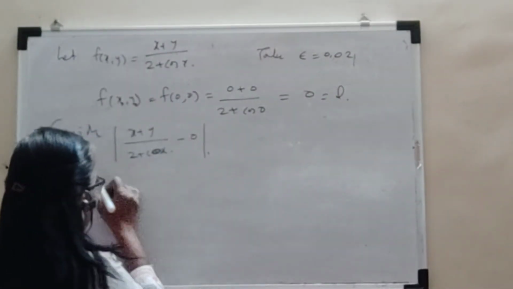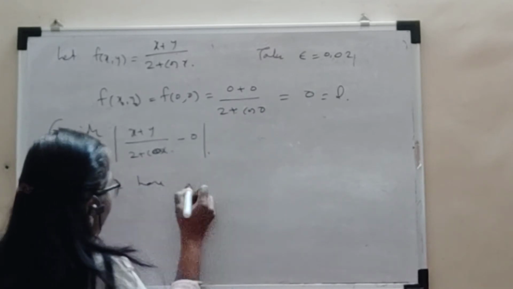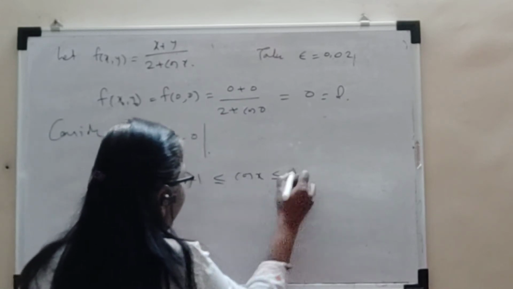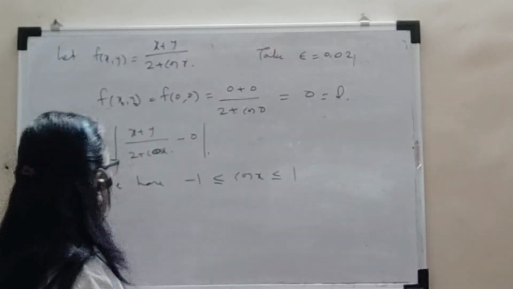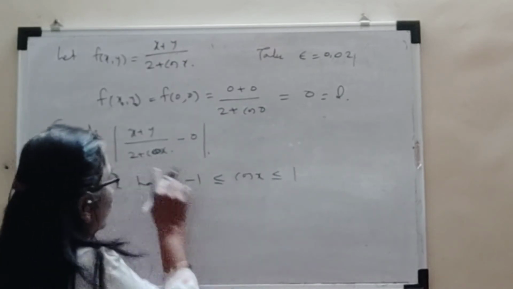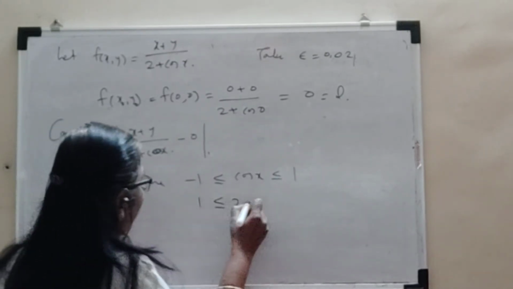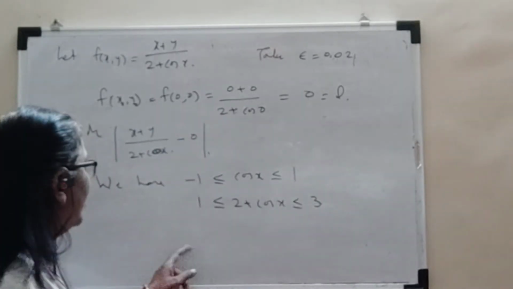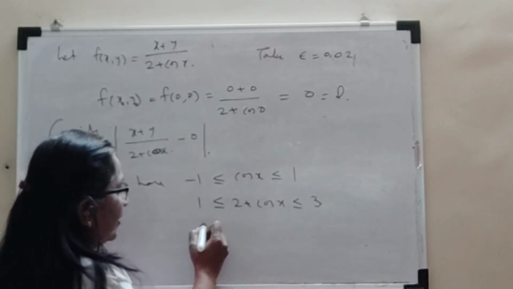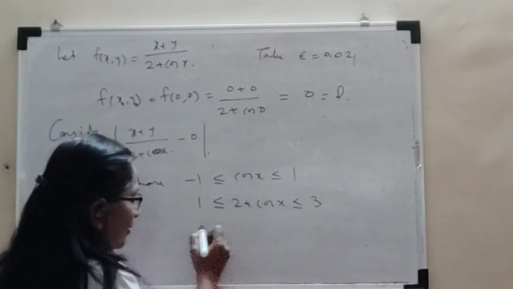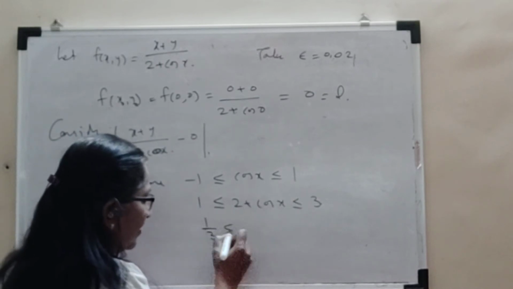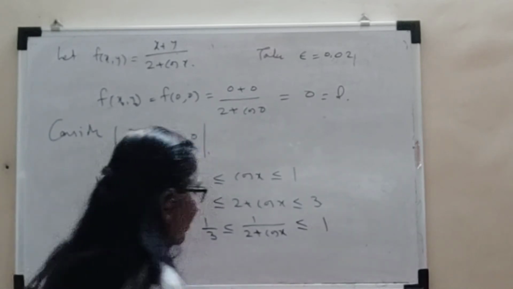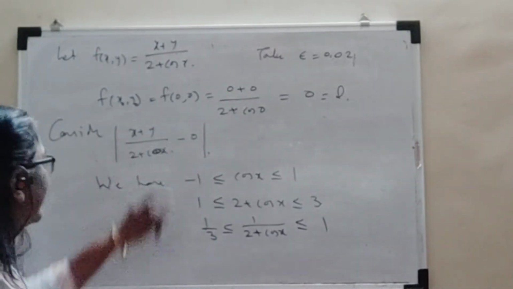So we know that minus 1 is less than or equal to cos of x is less than or equal to 1. Okay, so we add 2. So 2 minus 1 is 1 is less than or equal to 2 plus cos of x is less than or equal to 3. Now take reciprocal. So 1 by 3 is less than or equal to 1 upon 2 plus cos of x is less than or equal to 1. So multiply by x plus y.